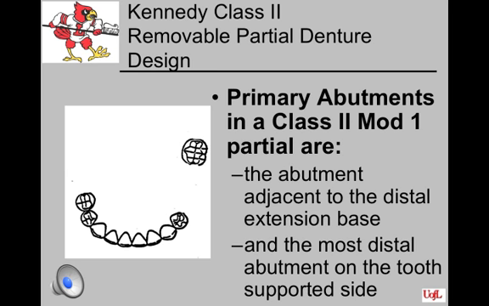We divide our abutments into two categories, the primary and the secondary abutments. The primary abutments in the Class 2 Mod 1 shown above are: 1. The abutment adjacent to the extension base, and 2. The most distal abutment on the tooth-supported side of our partial denture design.